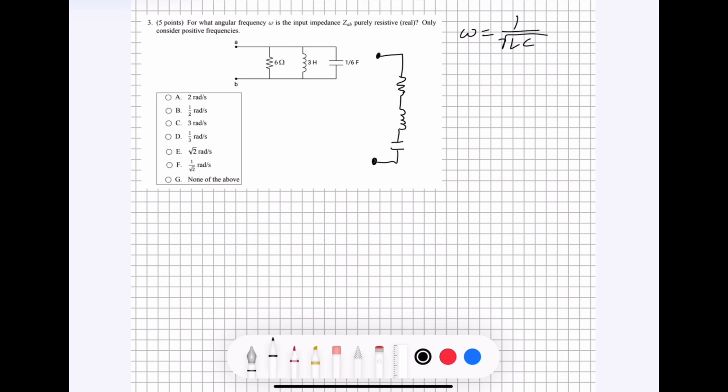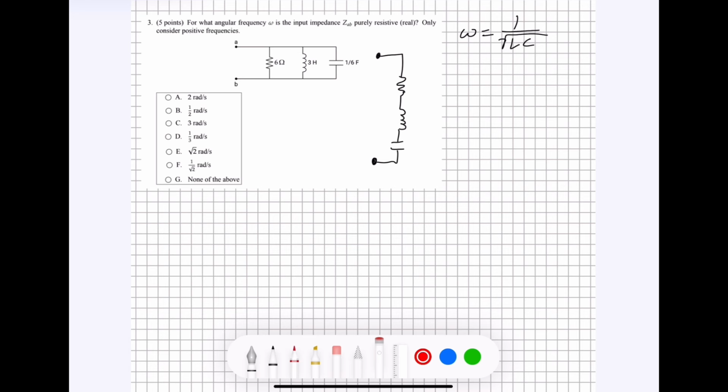So if all of these components are in series with each other rather than in parallel, this equation up here is still going to apply. And we can use this equation when we want our input impedance to be purely real, because this frequency right here is going to make it so that these two components over here, whenever you solve for the input impedance, kind of cancel out their imaginary parts because of the resonance that this equation introduces into the circuit.